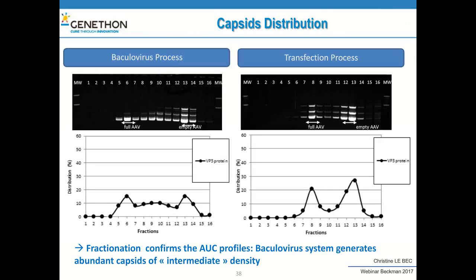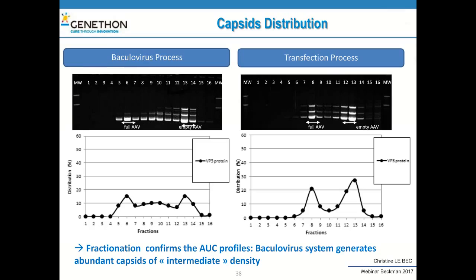On this slide, you can see the capsid distribution. The left panel is for the Baculovirus, and the right panel is for the transfection process. Of all the fractions, fraction 1 is from the bottom of the tube, which is empty, and fraction 17 is on the top, with the heavy particles. So you can see the profile on the graph. It's a distribution profile for the VP proteins over the fractions.